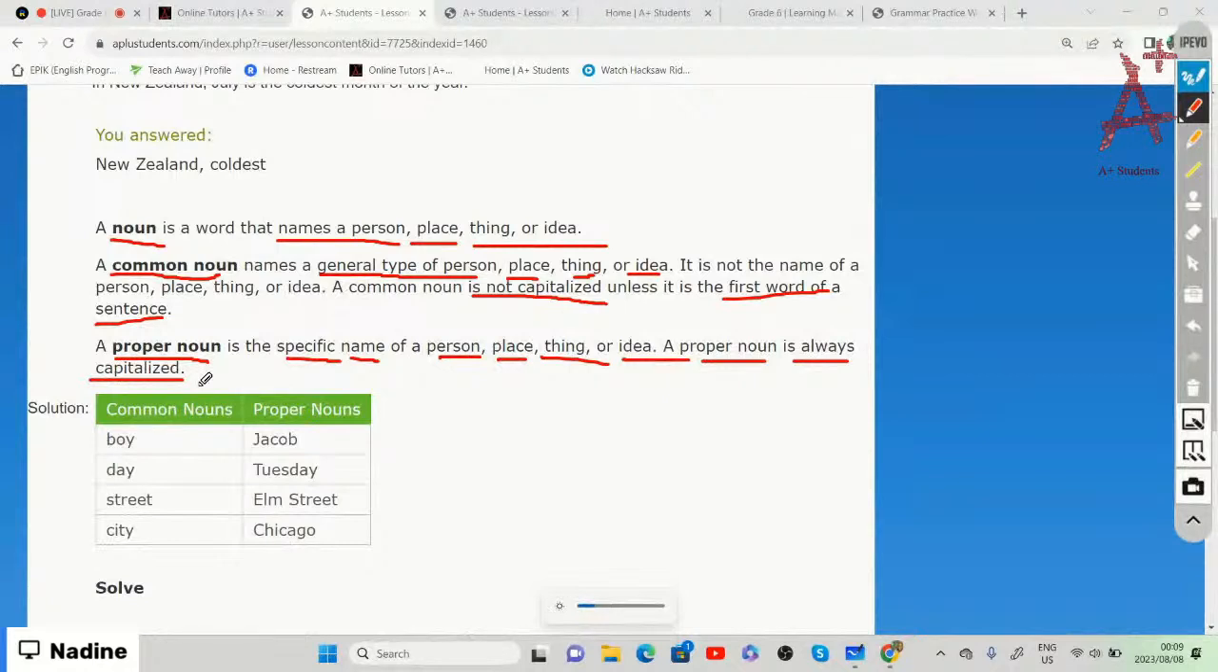All right, so now we have a few examples of common nouns as well as proper nouns. We will have the general common noun on the one side, and we will have the specific proper noun on the other side, on the right hand side.